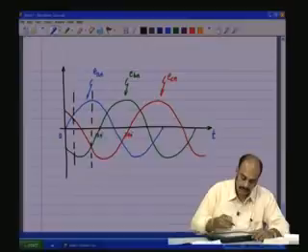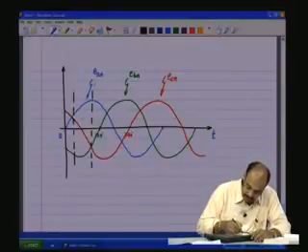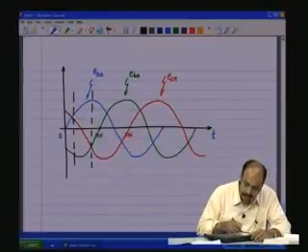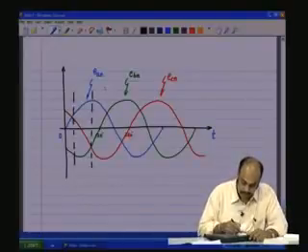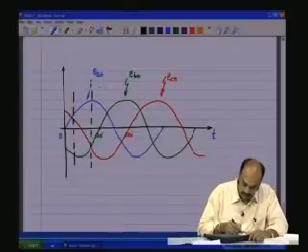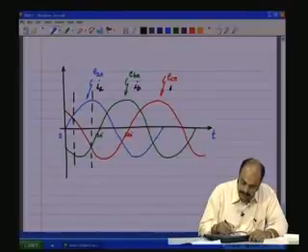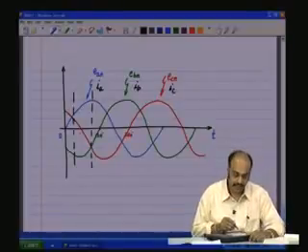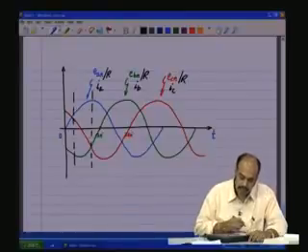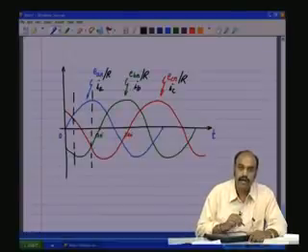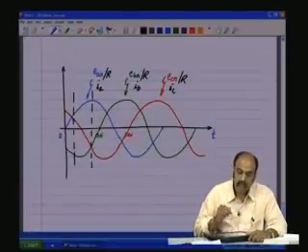and as they are passed through resistive loads, what is IA? This waveform will be also similar to IA. IB and IC will also have similar waveforms, only the amplitudes get changed by the factor of R, because all are having R's. So, EAN by R is IA, EBN by R is IB, ECN by R is IC. So, they also will have similar waveforms.